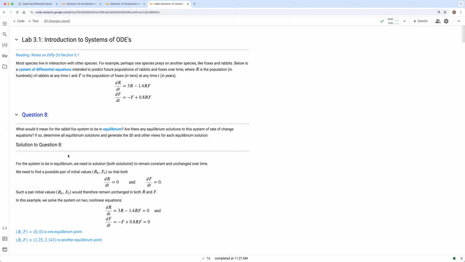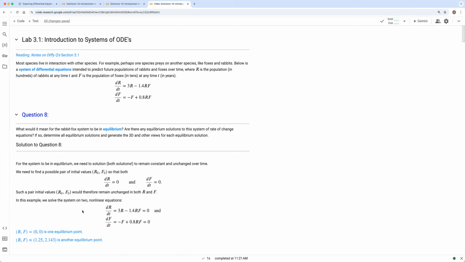In class so far, we've discussed what it means to have an equilibrium for such a system of differential equations. In these systems, an equilibrium would be a solution for which both the rabbit population and the fox population remain constant. So in other words, both dR/dt and dF/dt are equal to zero, since both of those populations don't change.